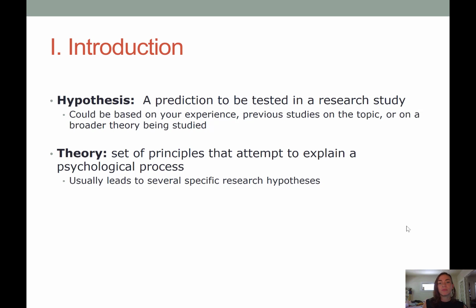A hypothesis is a prediction to be tested in a research study, and that's usually something that comes out of your experiences, and that could be your own personal experience in the world. It could be based on your experience as a researcher or as an expert in a topic area. It could come through your own research, or it might be part of a broader theory that's being studied. So a theory, by definition, is a set of principles that attempt to explain a psychological process. And often those theories lead to many different hypotheses.